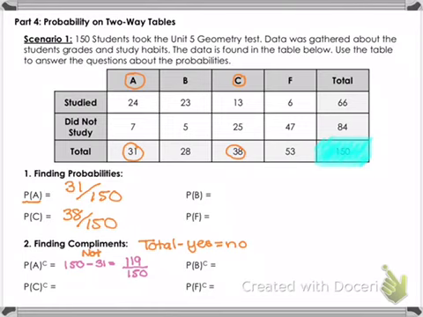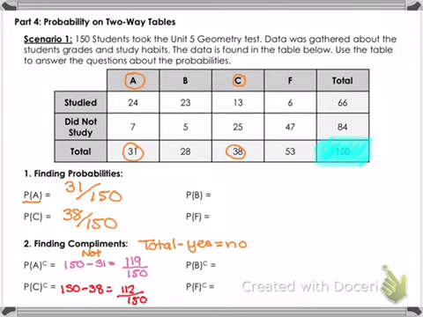All right, let's talk about not a C. So remember, it is, again, the total, 150, minus the amount of people who got a C, which we showed was 38. So 150 minus 38 is 112, and again, out of our total, 150.